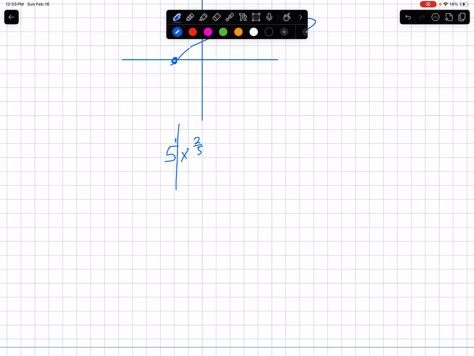So this is like 5 to the first power, so you don't mess with the 5. Kids always screw that up. It drives me crazy. I'll talk about it in class and they still screw it up.